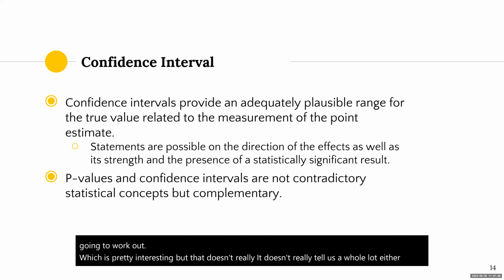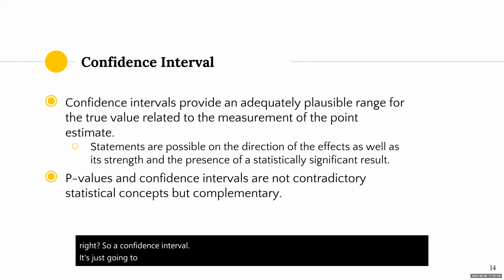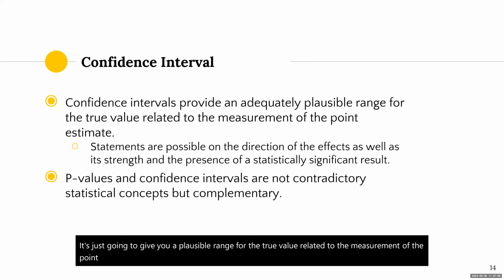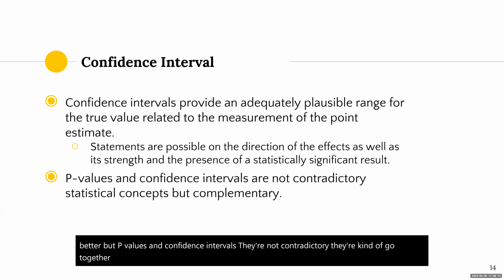So a confidence interval is just going to give you a plausible range for the true value related to the measurement of the point estimate, right? The statements are possible in the direction of the effect as well as its strength. So you've got this range, and I've got an example so you can understand this a little bit better. But p-values and confidence intervals, they're not contradictory. They kind of go together. So when I look at a study, I want to see both of those things.